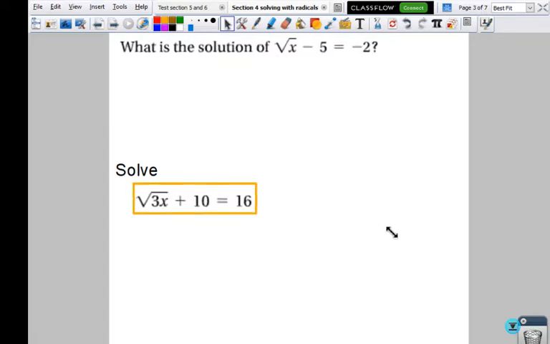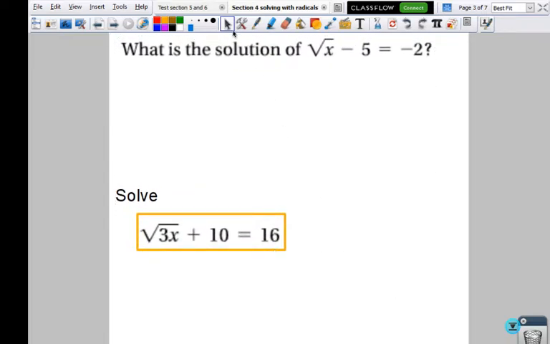Okay, we're going to find the solution of the square root of x minus 5 equals negative 2. So I've got to get the square root by itself. Sometimes I need to make sure the square root is only around the x. Which means I need to get rid of the minus 5 first by doing what, Lily? Adding.